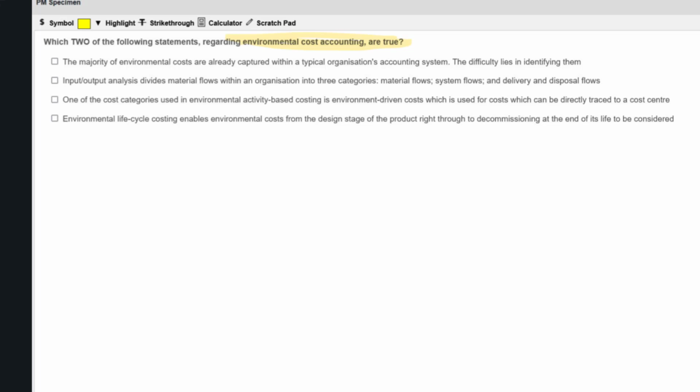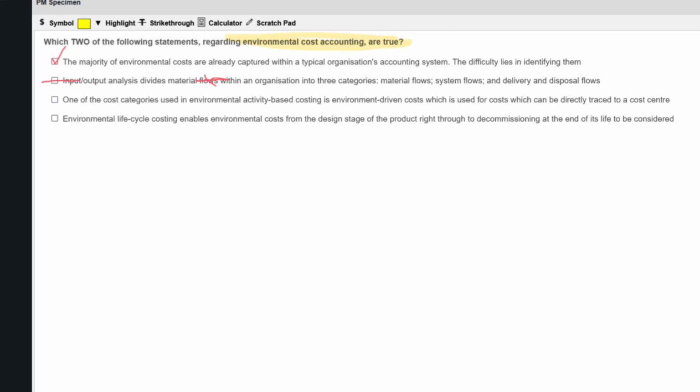And I'm going to go to statement 2. If you remember input-output analysis, here we're looking for efficiency, we're looking for waste. We want to measure the units in versus the units out. Input-output analysis does not go with flows. That's flow cost accounting. So right away we see the approach of the question writer, just to mix up definitions of topics. So now, look at that. This one went out. Now, if I go to the first statement, the majority of environmental costs are already captured in a typical organization's accounting system. The difficulty lies in identifying and classifying them. That one is good.